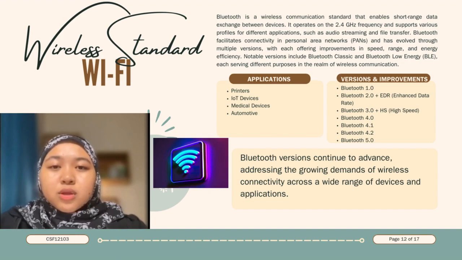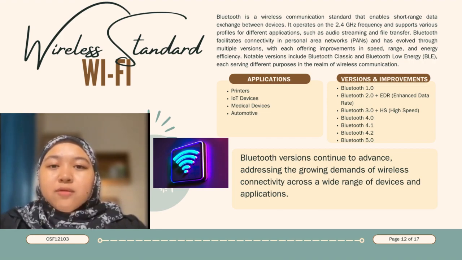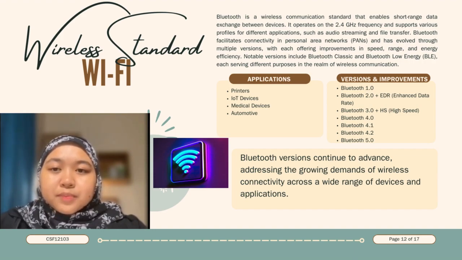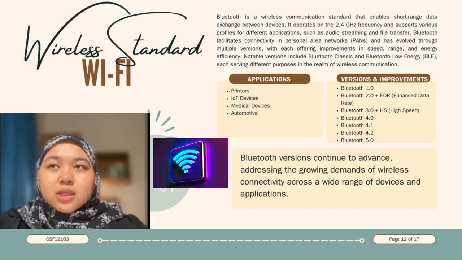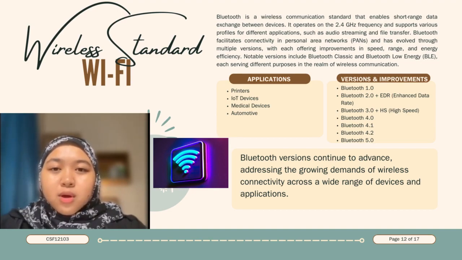printer. Bluetooth enabled printers eliminate the need for physical connection, enabling wireless printing from devices like smartphones and tablets. Second one is IoT. IoT means Internet of Things devices. The first one is home automation devices. Bluetooth is utilized in smart home devices like lights, thermostats, and security systems for seamless control and automation.